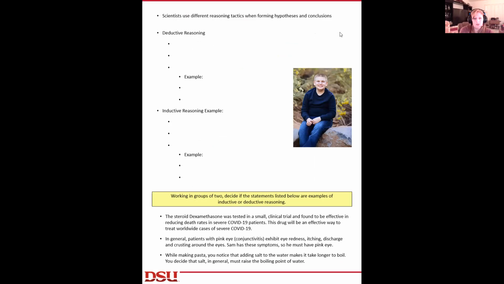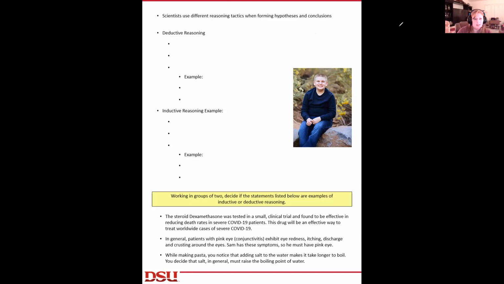Okay, so scientists use different reasoning tactics when forming hypotheses and conclusions. Just like there are objective and subjective observations, we have inductive versus deductive reasoning. Both approach a set of information in a different way, and I'm sure you'll find that one is a more logical choice for scientific reasoning.